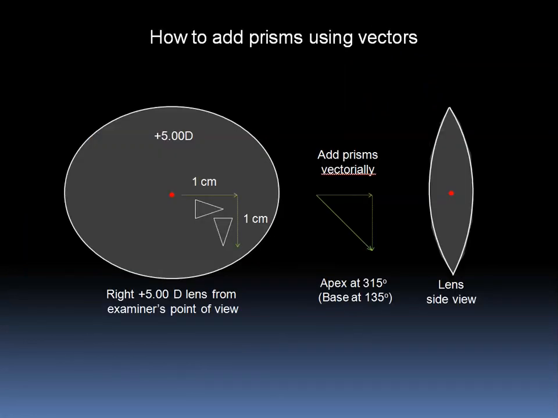In order to add prisms, we need to use vectors. So if we went 1 centimeter to the right from the optical center of this lens, and then 1 centimeter down, we would have to add 5 prism diopters this way, with 5 prism diopters this way, using Pythagoras' theorem to get the hypotenuse and trigonometry to get the orientation.